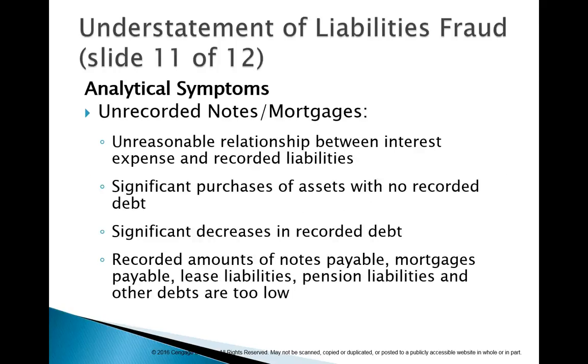So unrecorded notes and mortgages, right? Again, unreasonable relationship between interest expense and recorded liabilities. That's where interest expense appears to be way too high compared to the amount of liabilities that you have. That might indicate that you're actually paying interest on liabilities that are not on the books. Right? Significant purchases of assets with no recorded debt. Right? So they bought this new office building and there's no corresponding debt. You're like, how is that possible? And they say, oh, well, we're leasing it.